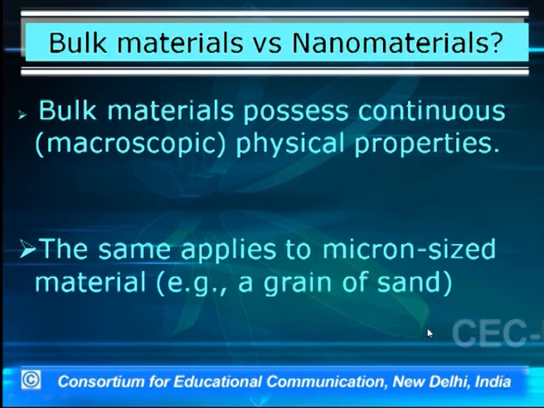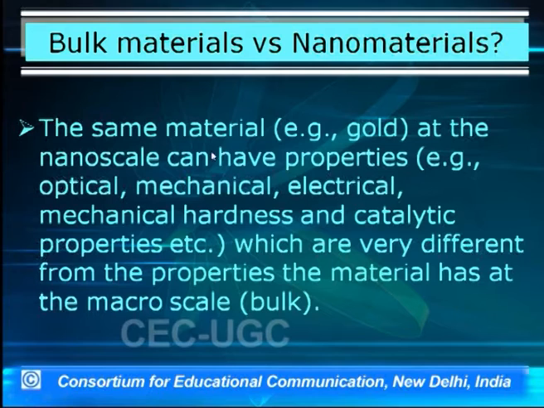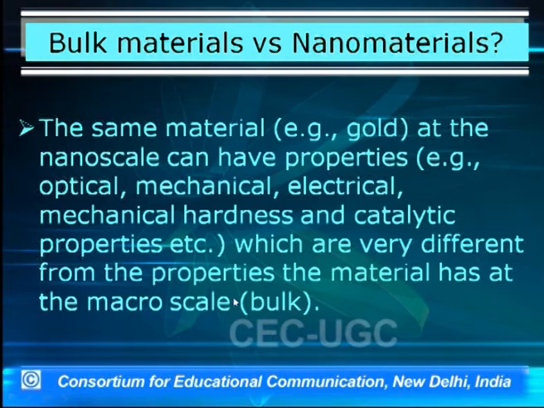Now, the fact of matter is that if we compare the bulk material versus nanomaterials, the same material, we can say that we are talking about gold. At the nanoscale, gold can have optical, mechanical, electrical, mechanical hardness and catalytic properties, etc., which would be very different from the properties of the same material gold which exist at the bulk macro scale. We would like to have an appreciation of this difference a little later in our talk.